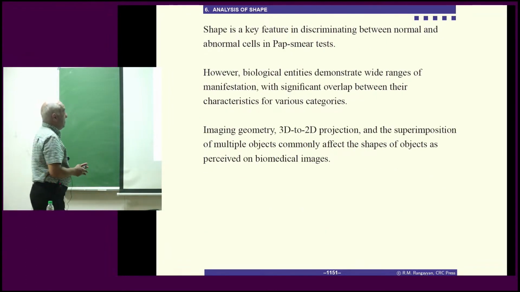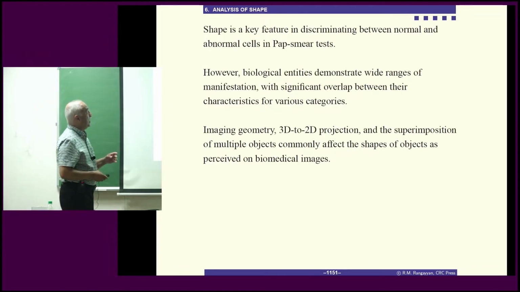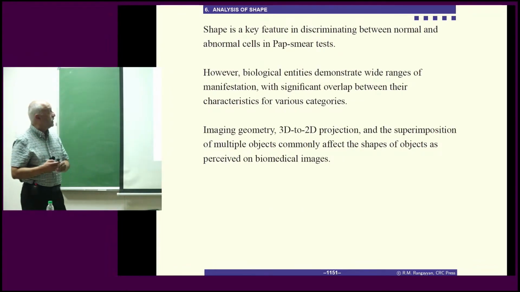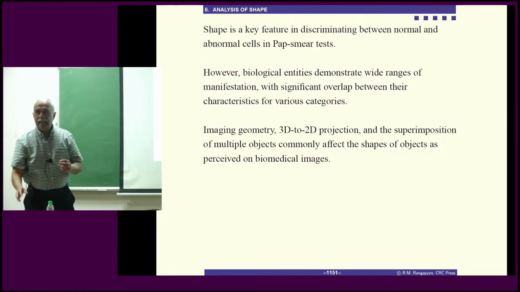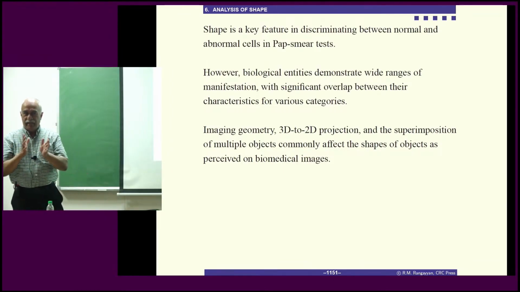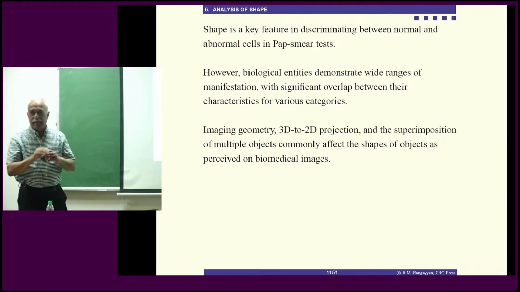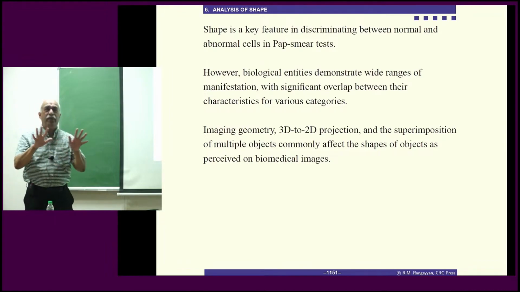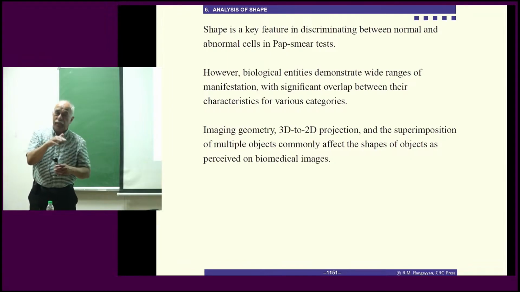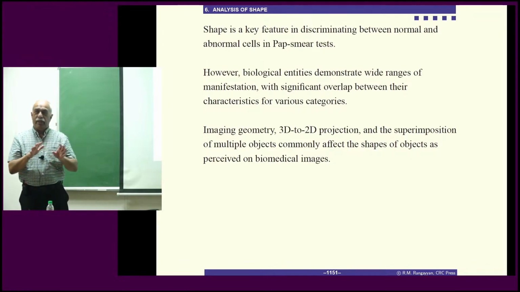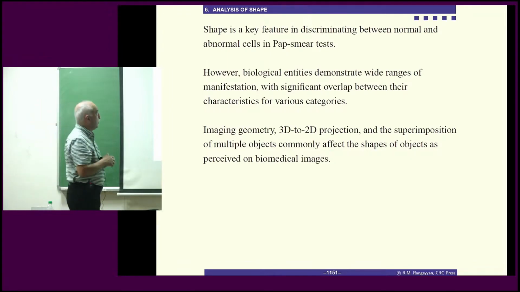So shape is a key feature in discriminating in these cases and also in pap smear tests. But biological entities exhibit a broad range of variation or variability around some general shape. They're not all round. There's some variation around that. They're not all spiculated. Some may have a few spicules, some may have many spicules. The number of spicules is not important, but the fact that it is spiculated.